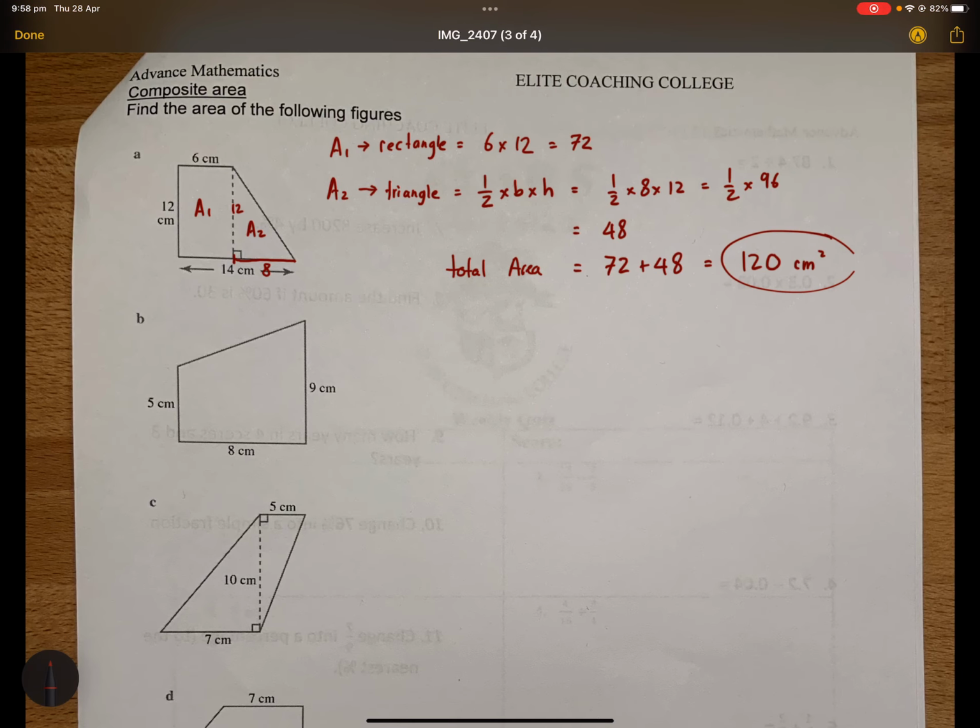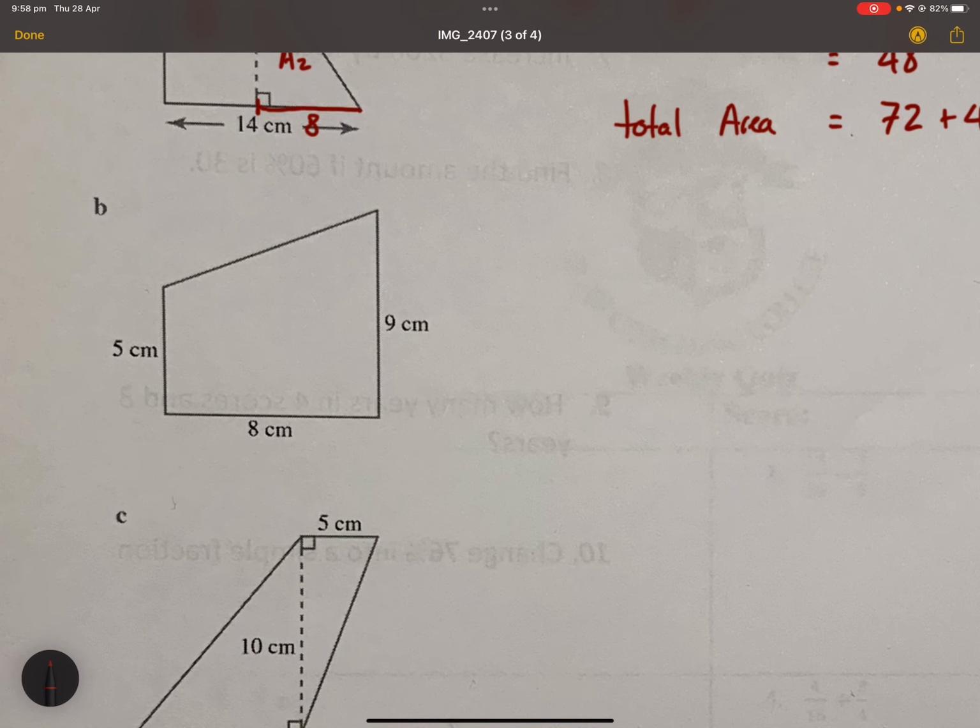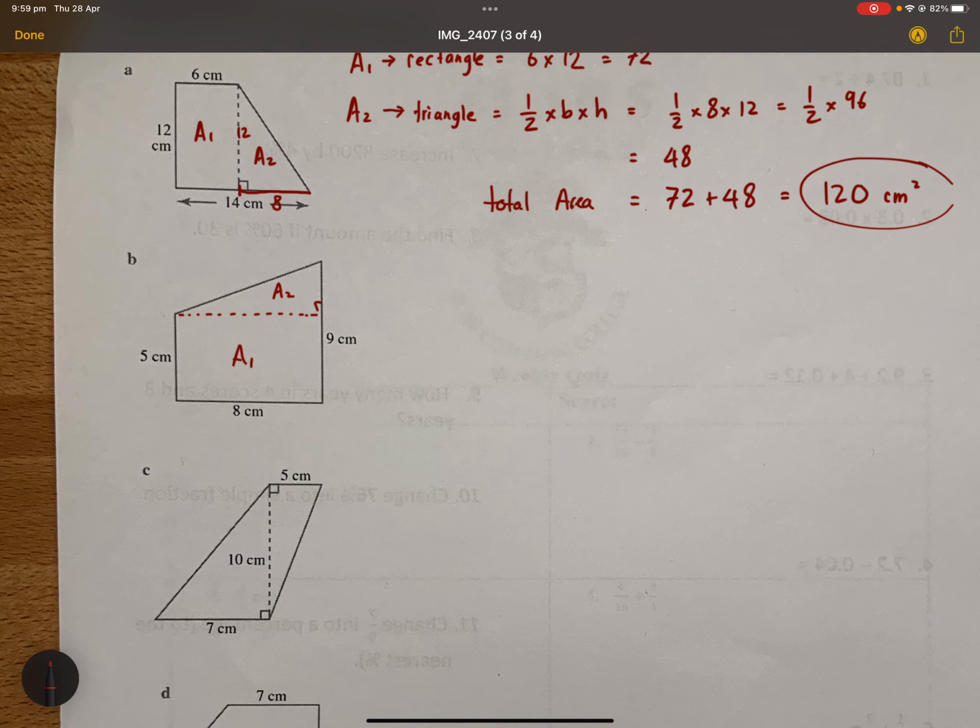Okay, next one. Now, this one you have to divide yourself. They didn't divide the shapes for you, so we divide it ourselves into a rectangle and a triangle. So we find the area of the rectangle, let's call it A1, and the area of the triangle A2. Can you do this one by yourself? It's not exactly the same, but it's going to be very similar to this.